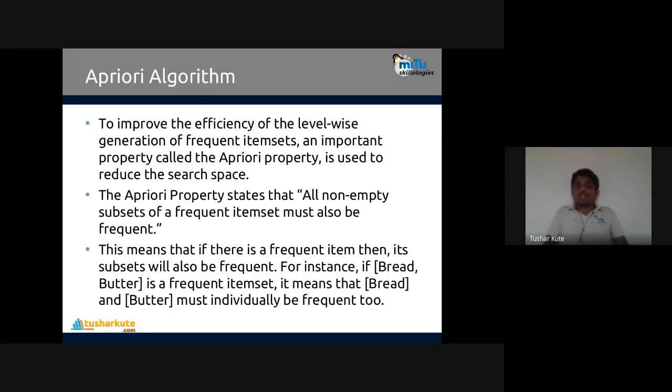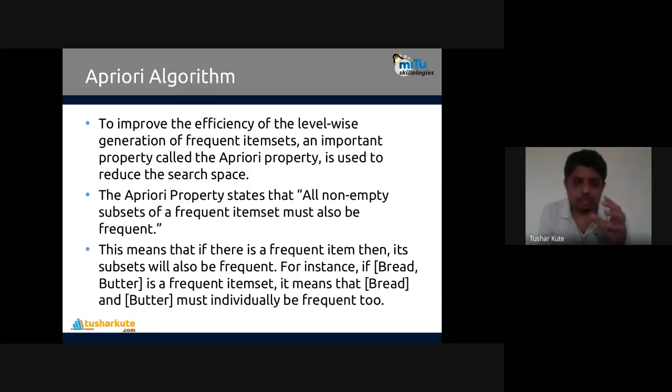To improve the efficiency of level-wise generation of frequent item sets, an important property called the Apriori property is used to reduce the search space. The Apriori property, the prior knowledge property, states that all non-empty subsets of a frequent item set must also be frequent. This means that if there is a frequent item set, then its subsets will also be frequent.